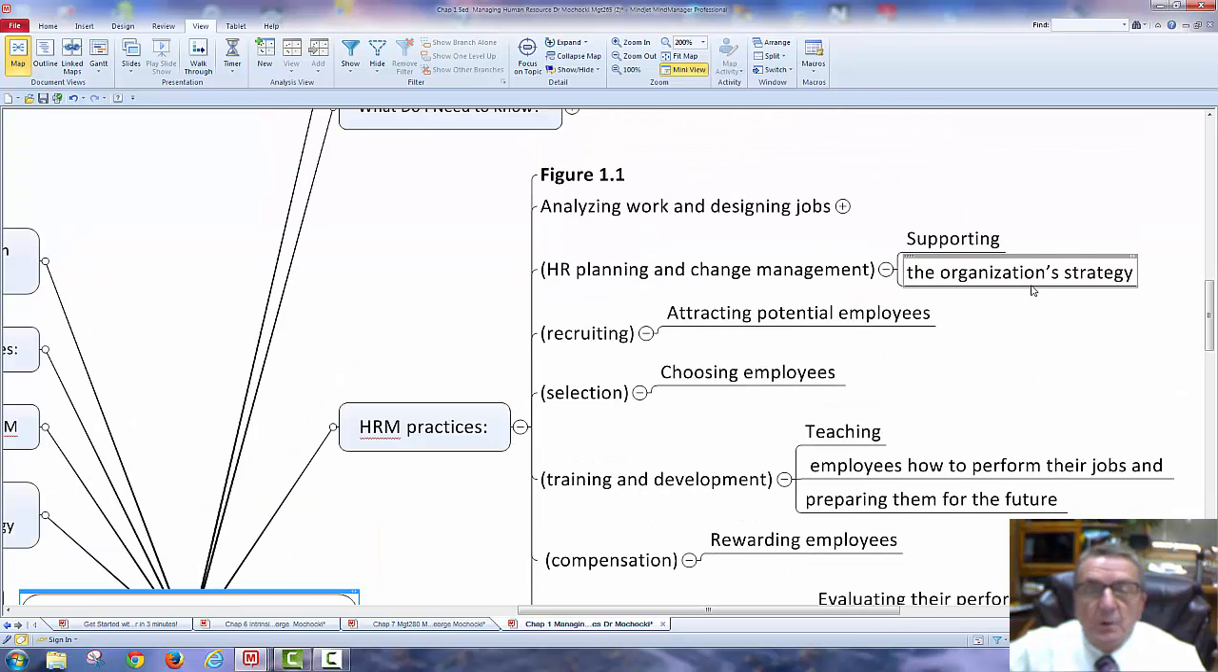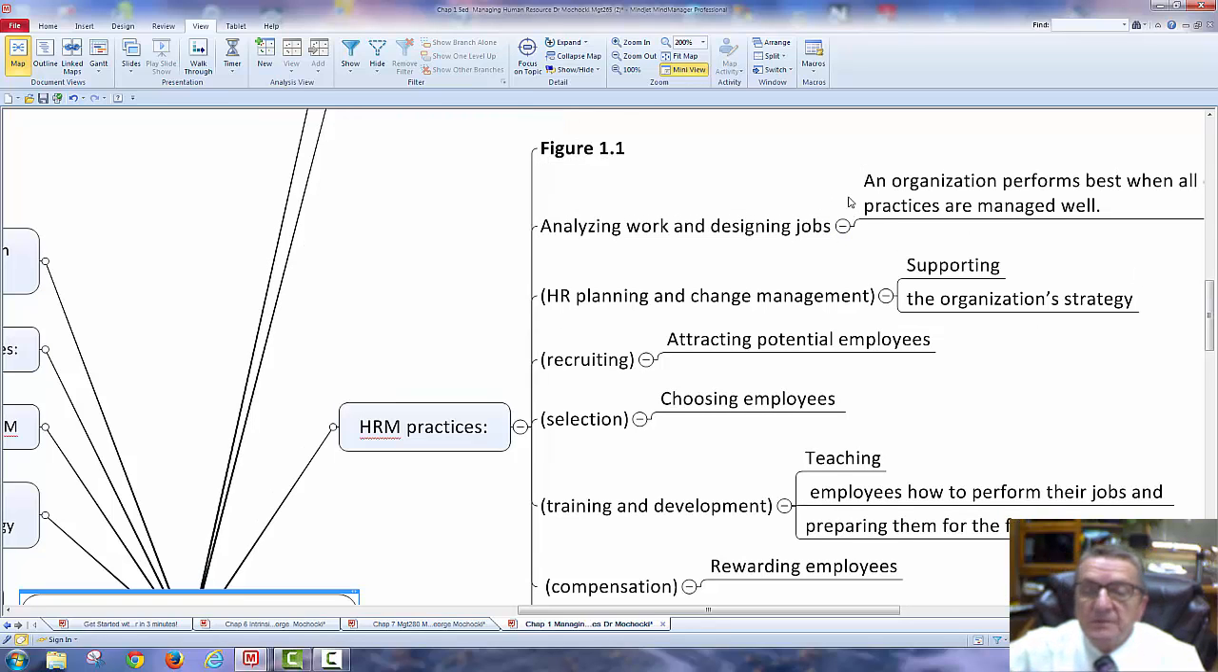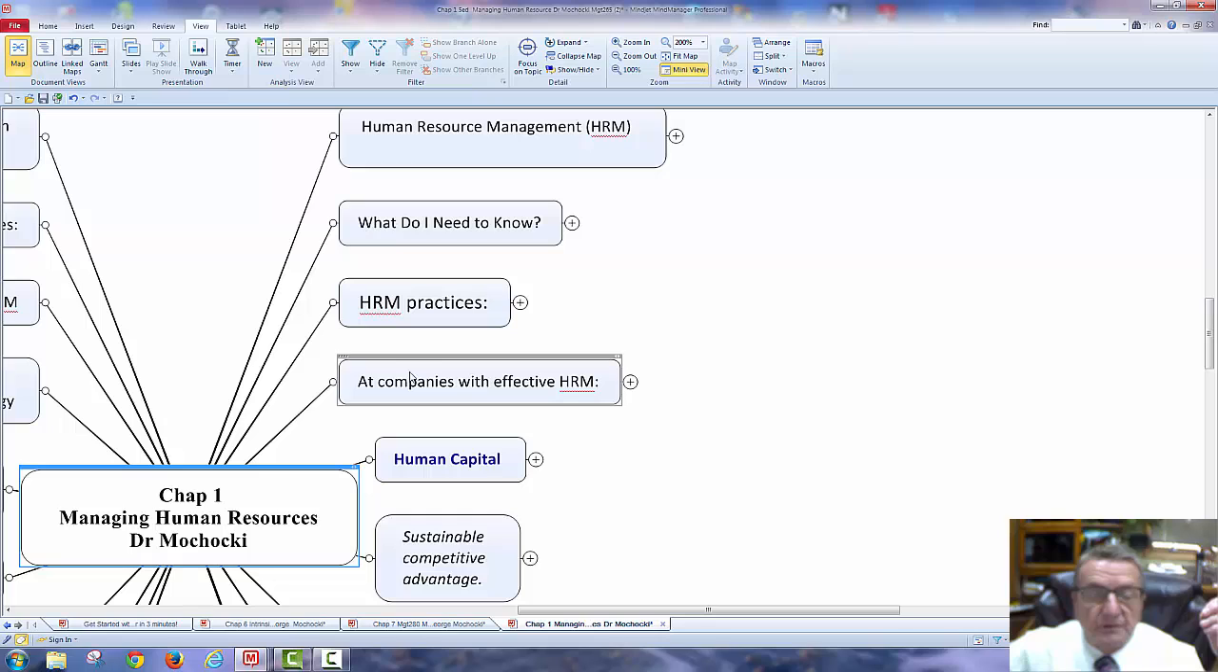Planning, supporting organizational strategy. Which way is the company going? Do we need more engineers? Do we need more sales people? Do we need more manufacturing type of individuals? All this is so the company will perform at its maximum potential, but always learning.